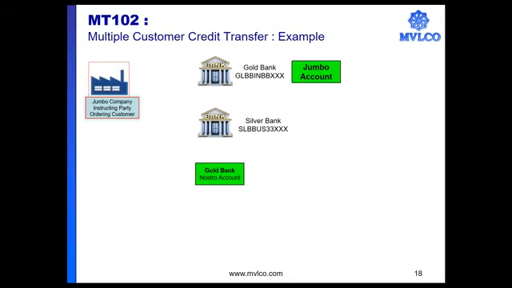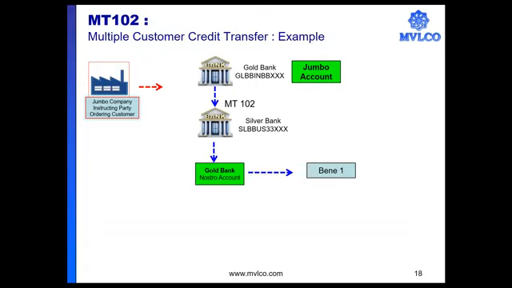I'll repeat this point, that in the earlier example of MT101, Jumbo was a customer of Silver Bank and had an account with Silver Bank. And please note carefully that in this example of MT102, Jumbo is not a customer of Silver Bank. It does not have any account with Silver Bank. In this scenario, Jumbo is a customer only of Gold Bank, and Jumbo has an account only with Gold Bank. Jumbo has no relationship with Silver Bank.